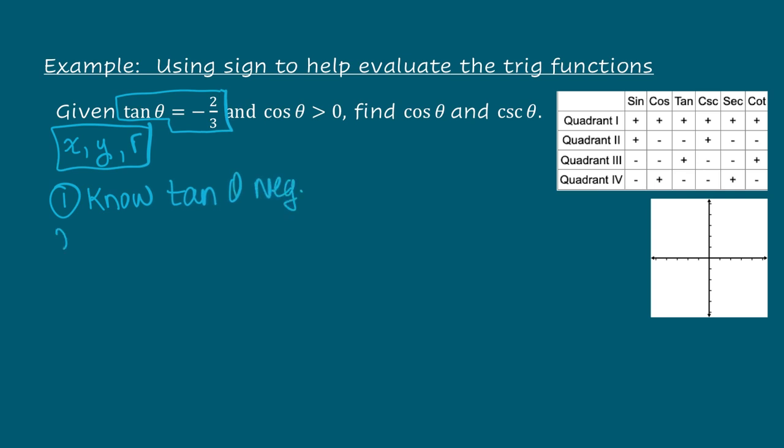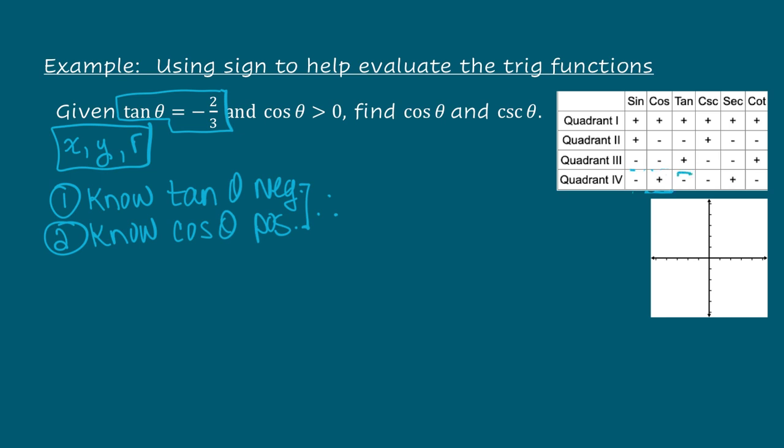And we know that cosine theta is positive. So these are the same characteristics we just did. So therefore, we're going to see that this particular value falls in quadrant, whoops, I circled the wrong one, or I put a square around the wrong one.